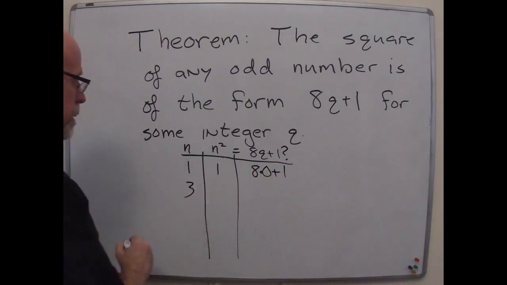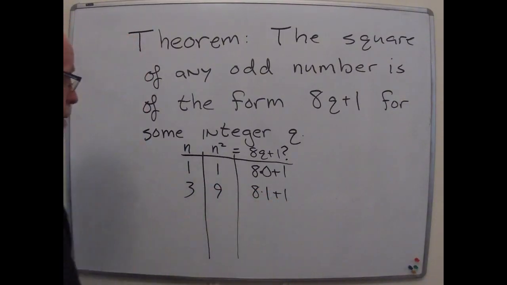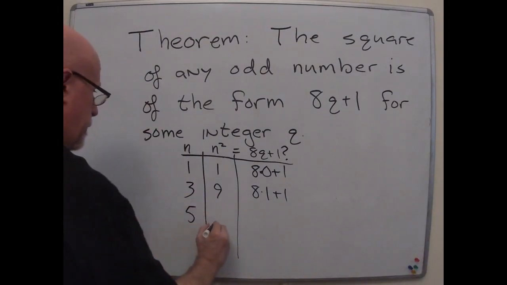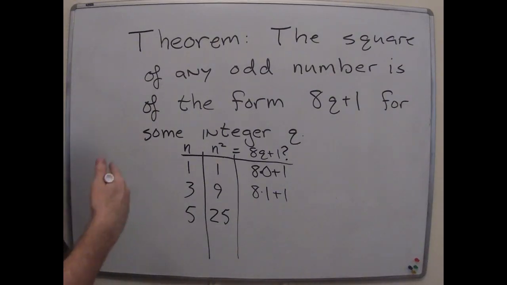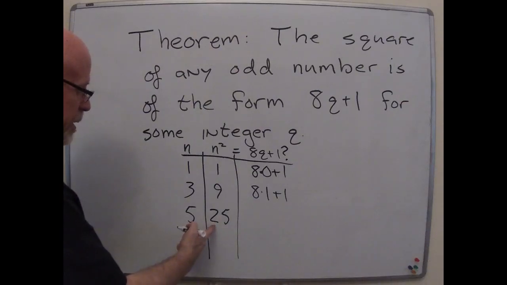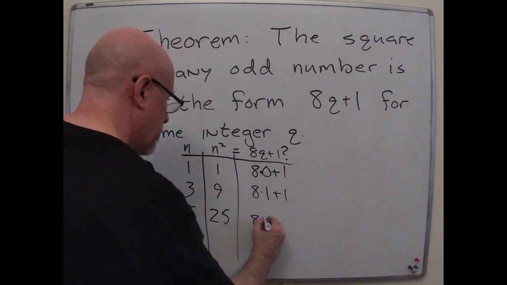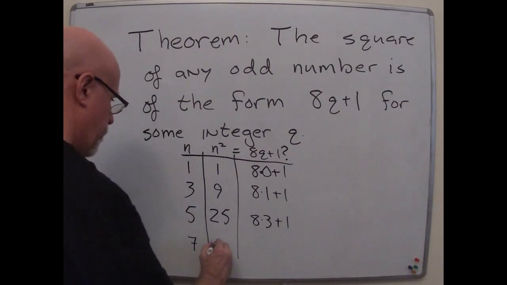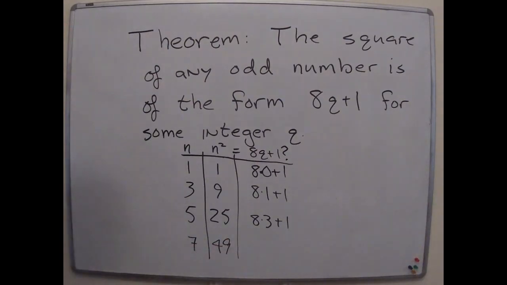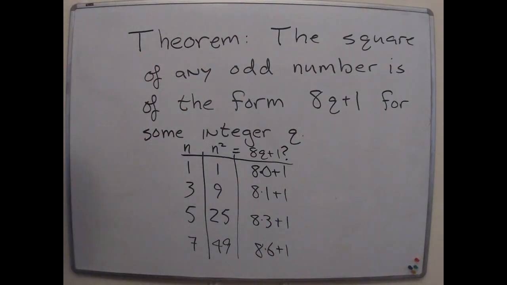If n is 3, then 3 squared is 9, and that is 8 times 1 plus 1. So far, so good. If n is 5, then you get 25 for the square. You got to know your times 8 tables pretty well for this. You recognize 24 as being 3 times 8. So 8 times 3 plus 1 gives you 25. At 7, we're at 49. Is 48 really a multiple of 8? Yes, it is. It's 8 times 6. Well, I'm starting to believe it.